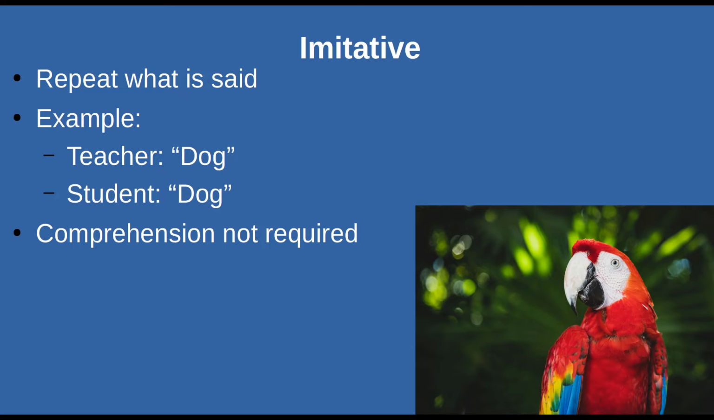So imitative, as you can see in that picture in the lower right hand corner, is just repeating what is said. Parrots know how to talk, and basically at the imitative level, the student is parroting what the teacher says. You can see the example on the screen. The teacher says dog, the student says dog. And one thing to remember at this point, because sometimes students and teachers struggle with this, is comprehension is not required. In other words, the student does not need to understand what they're saying.